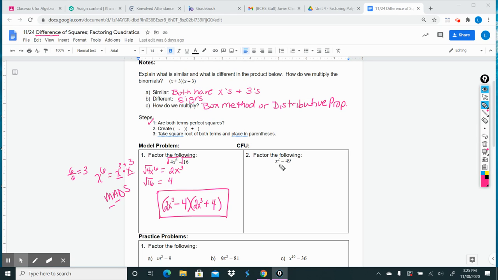Pause the video and take a second. Try the check for understanding, and turn the video back on to see if you are correct.